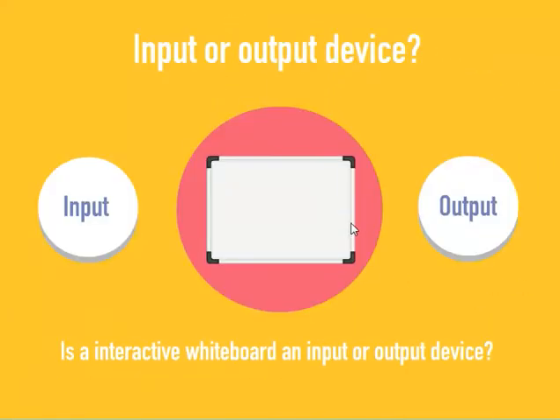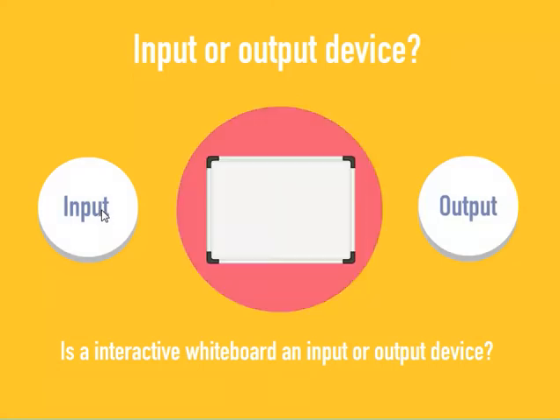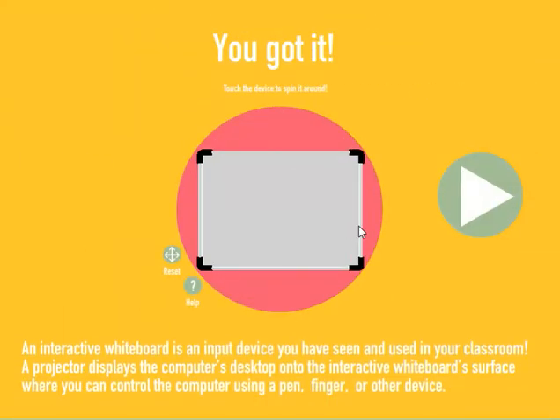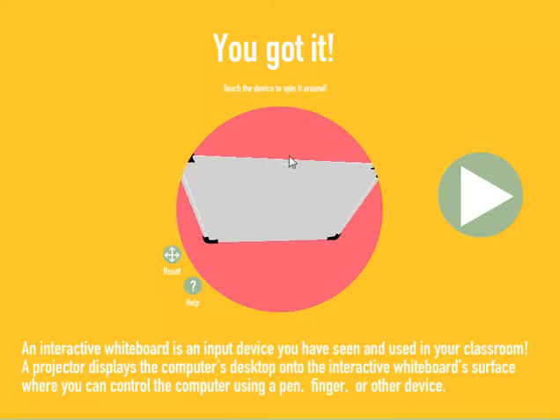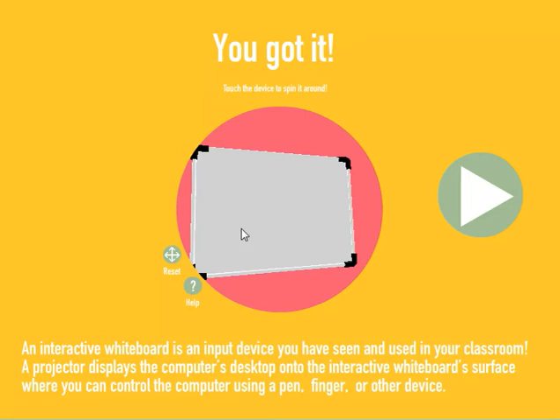Is an interactive whiteboard an input or output device? Try again. You got it! Interactive whiteboard. An interactive whiteboard is an input device you have seen and used in your classroom. A projector displays the computer's desktop onto the interactive whiteboard surface, where you can control the computer using a pen, finger, or other device.